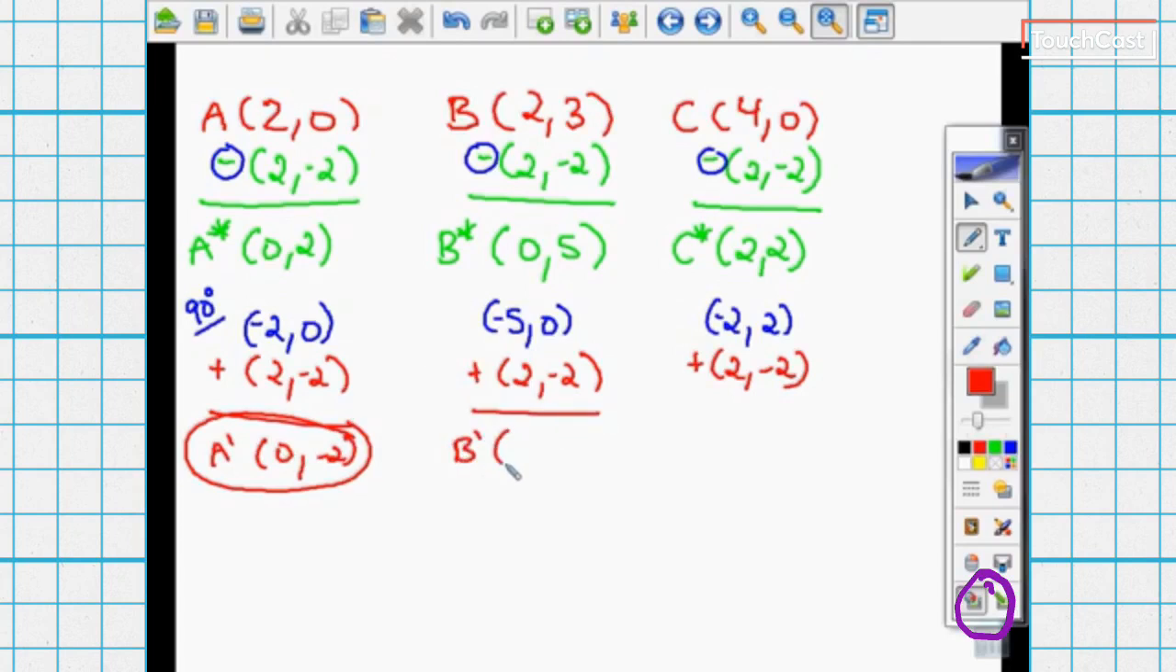Okay, B prime, -5 plus 2 is -3. 0 plus -2 is -2. And then C prime, -2 plus 2 is 0. 2 plus -2 is 0.